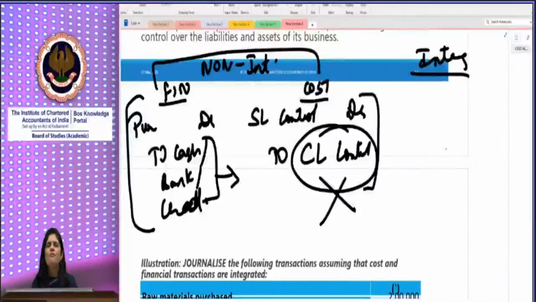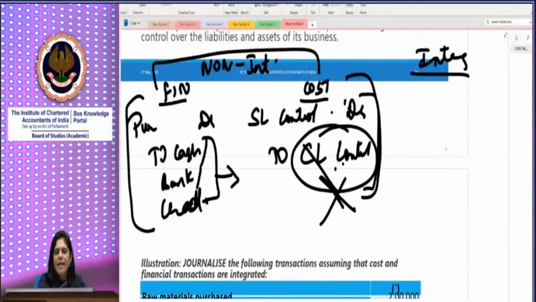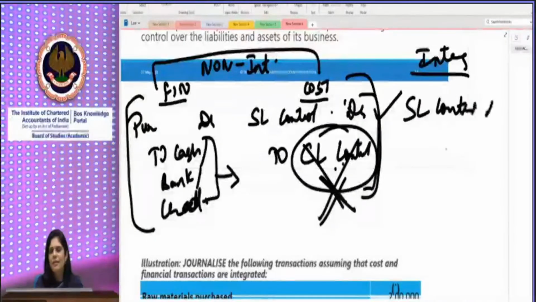The only difference between two systems is that in integrated, we do not use cost ledger control account. In place of cost ledger control account, we have to use one aspect of costing, one aspect of financial. So in this aspect, both are costing. So stores ledger control account will remain in integrated. Stores ledger control account debit.